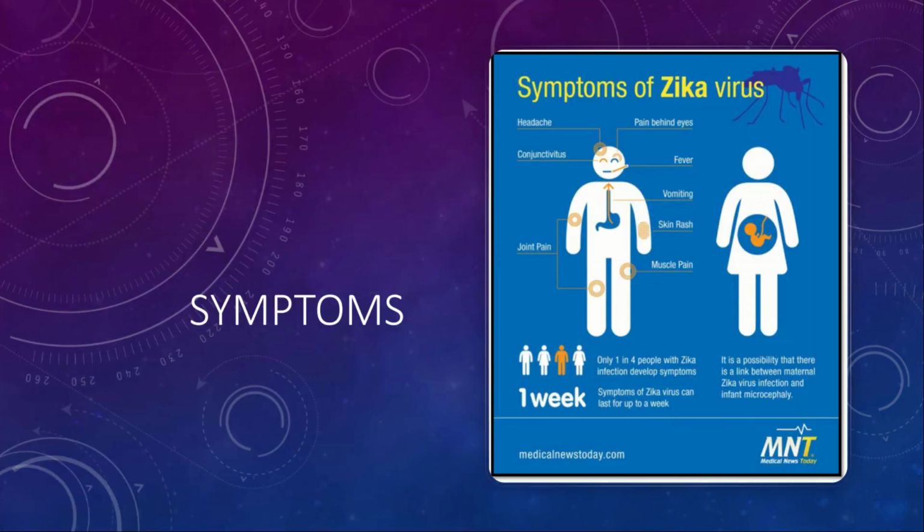Symptoms of the Zika virus. Only 1 in 4 people with the Zika infection develop symptoms. Symptoms of the Zika virus usually last up to 2 to 7 days. Some symptoms include headache, pain behind the eyes, conjunctivitis, fever, vomiting, skin rash, muscle pain, and joint pain.